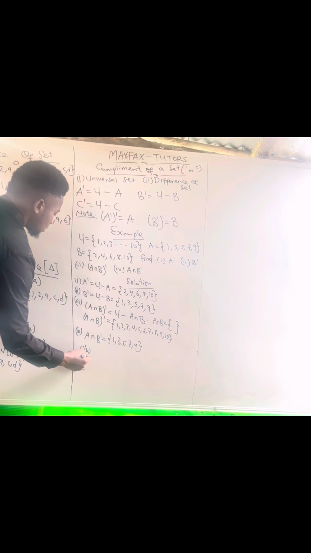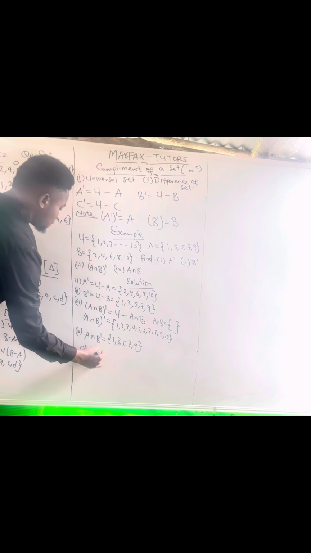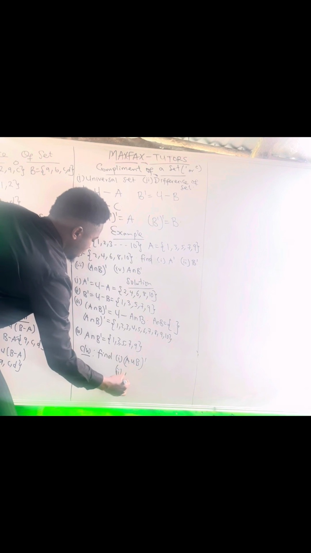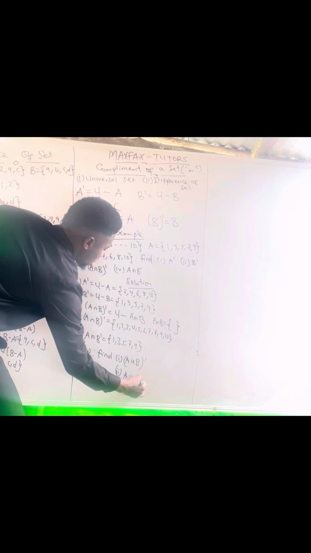So guys, let me give you a classwork. Using these parameters, find number 1, A union B all complement. Number 2, A union B complement.